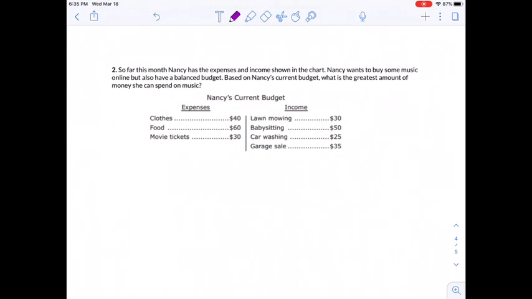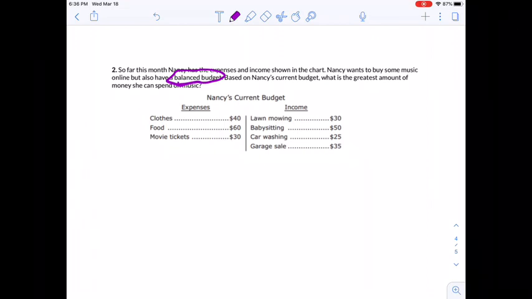So far this month, Nancy has the expenses and income shown in the chart. Nancy wants to buy some music online, but also have a balanced budget. Based on Nancy's current budget, what's the greatest amount of money she can spend? Well, I think the first thing we have to figure out is how much income does Nancy have, and how much is she already spending in her expenses column. Then we could figure out what's left that she could spend on other things to have a balanced budget. Remember, that's our key. Our balanced budget means income equals expenses.